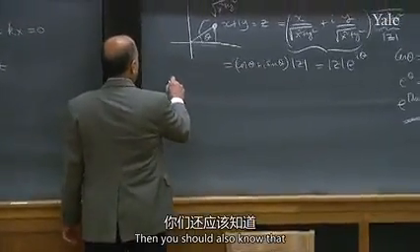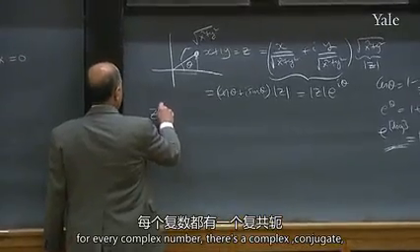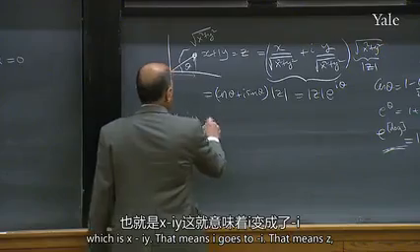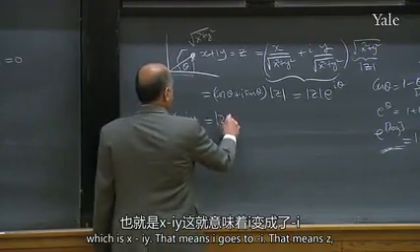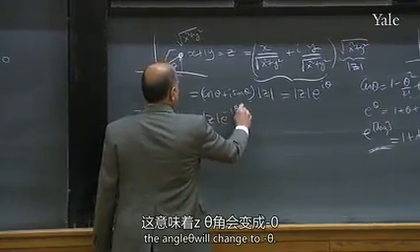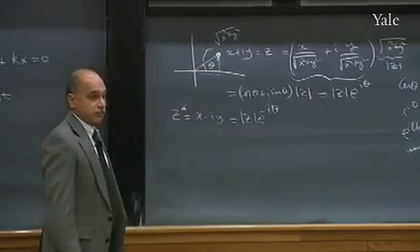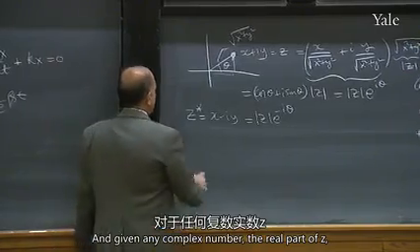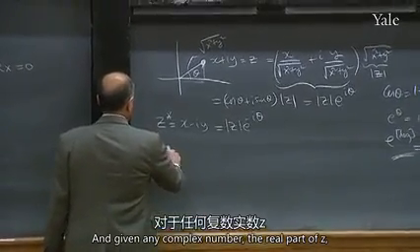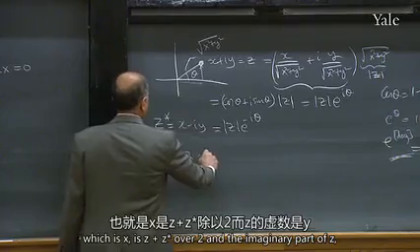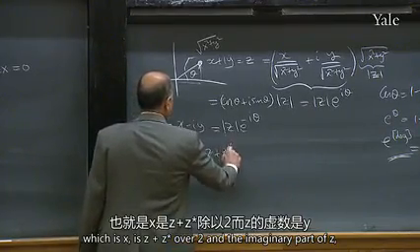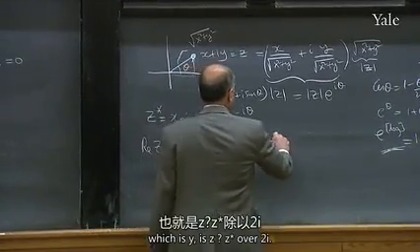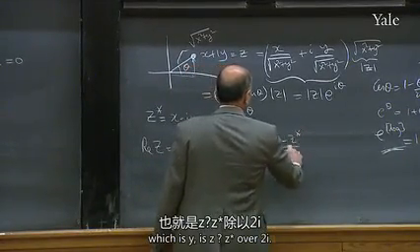Then you should also know that for every complex number, there's a complex conjugate, which is x minus iy. That means I goes to minus I. That means z, this angle theta, will change to minus theta. And given any complex number, the real part of z, which is x, is z plus z star over 2. And the imaginary part of z, which is y, is z minus z star over 2i.